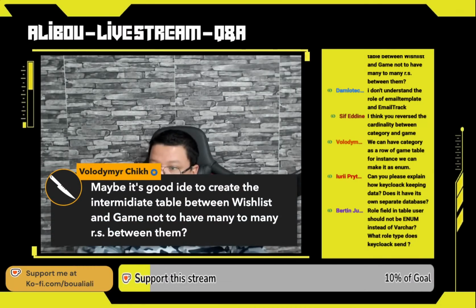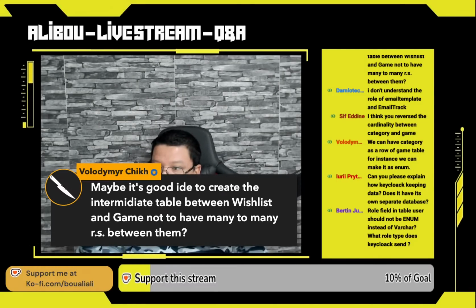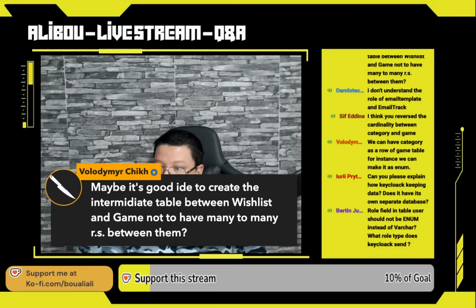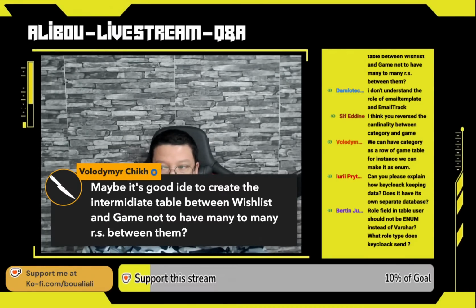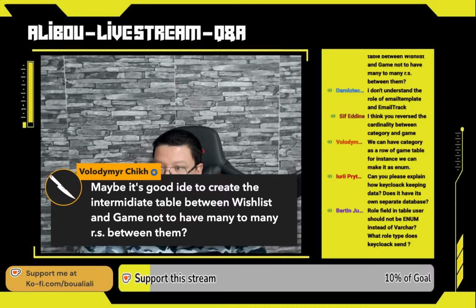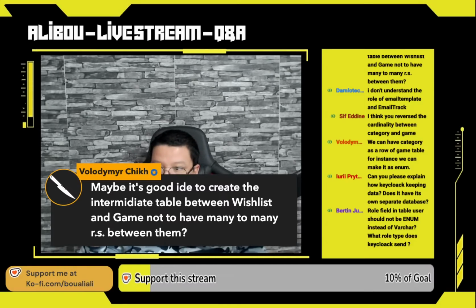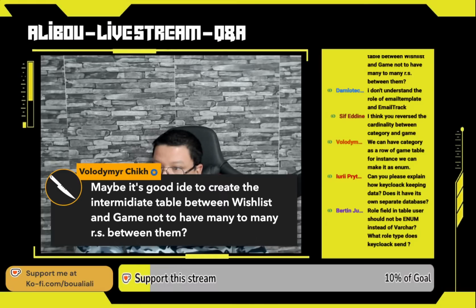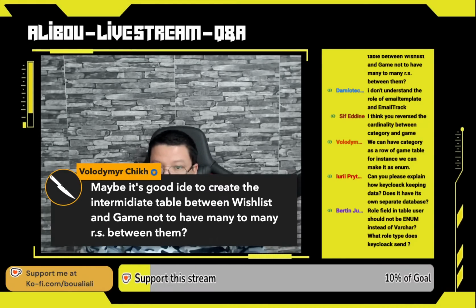Okay, so another question from Vladimir. Maybe it's a good idea to create an intermediate table between wishlist and game, not to have a many-to-many relationship between them. Let me read the question again. I didn't get it. So we need to create an intermediate table between wishlist and the game, not to have many-to-many. Yes, that's totally correct.